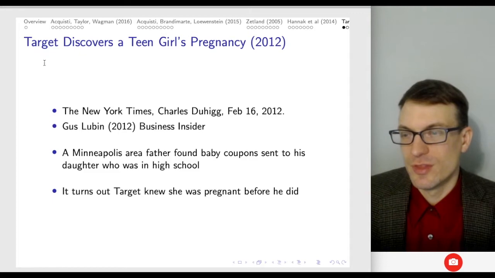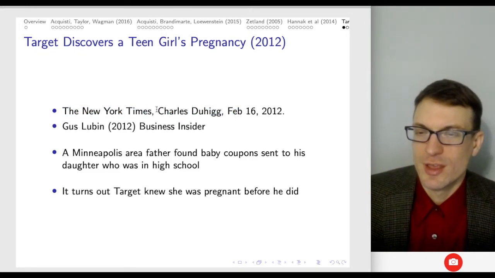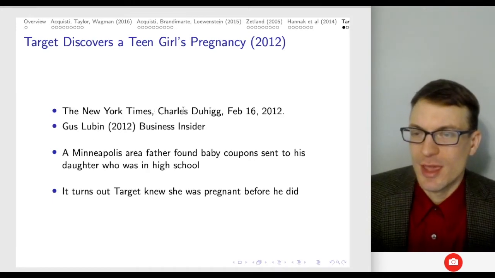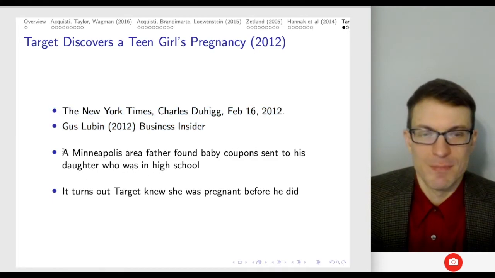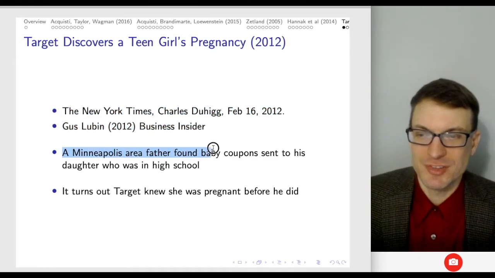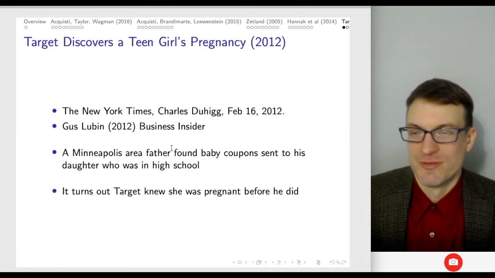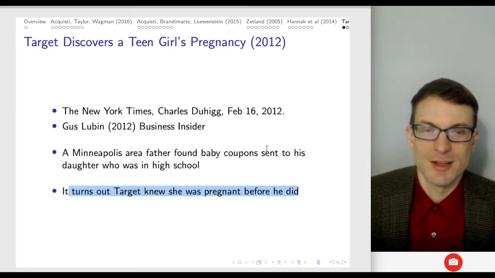So there's this episode reported in the New York Times by Charles Duhigg, I think, who'd written the Power of Habit book, and then also reported in a couple other outlets. The basic issue was a Minneapolis area father found baby coupons sent to his daughter who was in high school. The father was pretty upset and complained to Target. Turns out Target knew she was pregnant before he did.